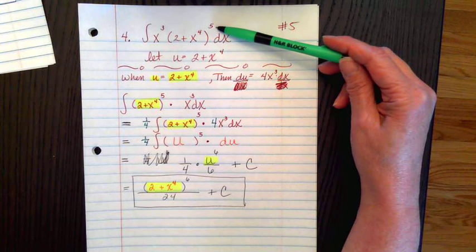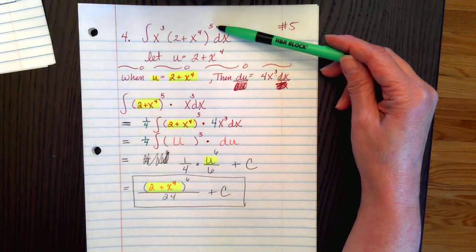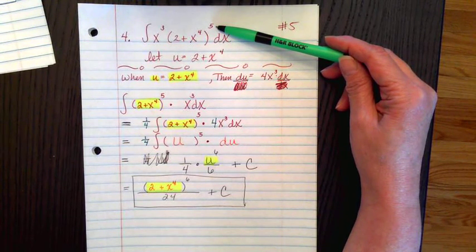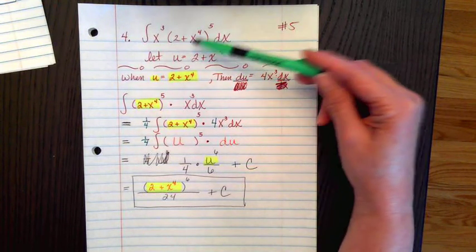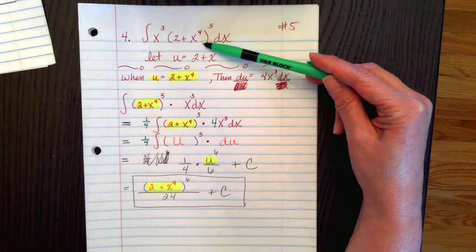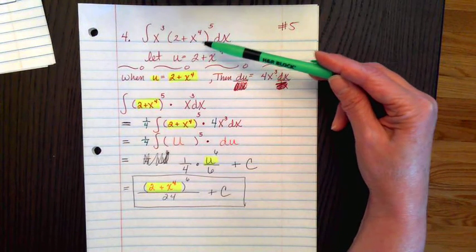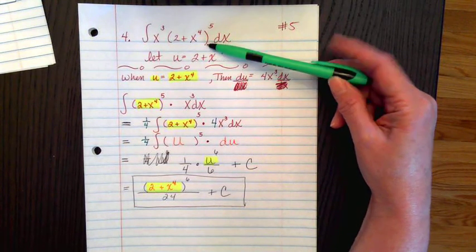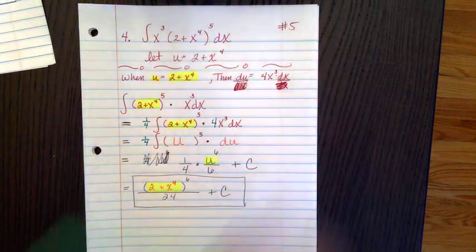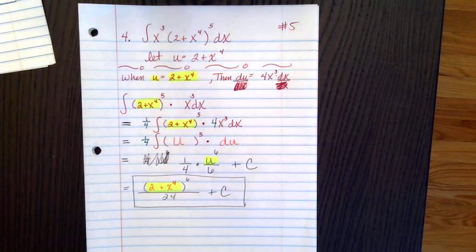You could simplify this (2 plus x to the 4th) to the 5th. You could expand it, but it would be quite a cumbersome function to work with. Because after we expanded this, so that's 2 plus x to the 4th times itself 5 times, we'd have to then distribute the x cubed. So we needed to find another method of solving these types of problems: substitution.